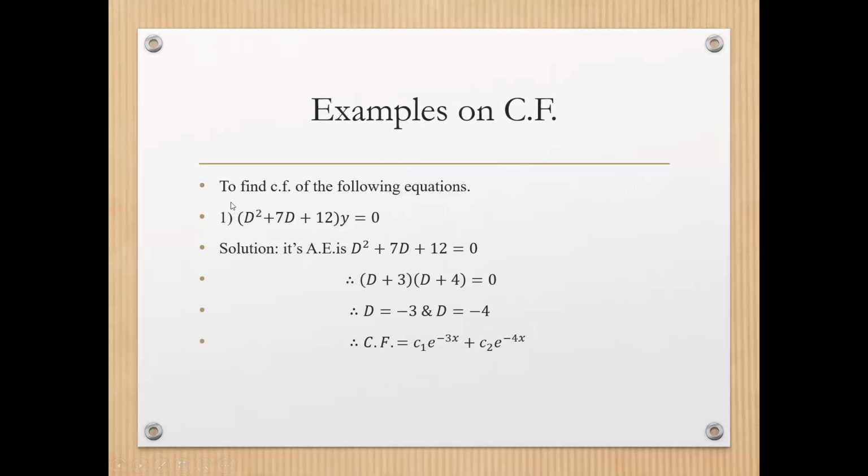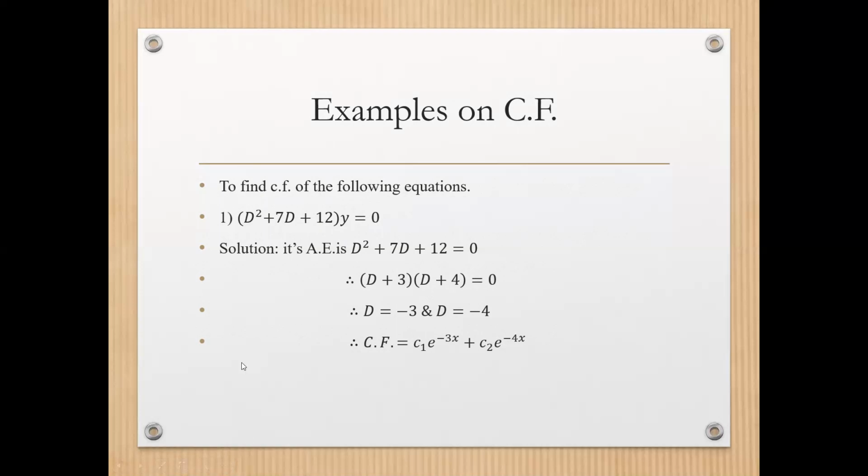See the first example. Question: find the complementary function of the following equation. Equation number 1: d square plus 7d plus 12 into y is equal to 0. This is a linear differential equation with constant coefficients, and the right hand side is 0. Here we have to find the complementary function. In order to find it, we require the roots of the auxiliary equation.